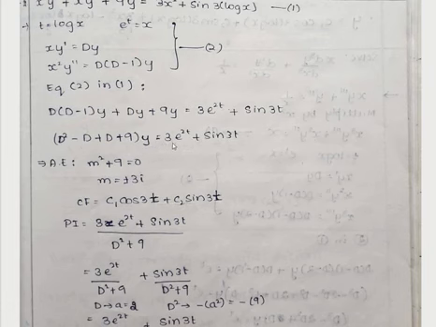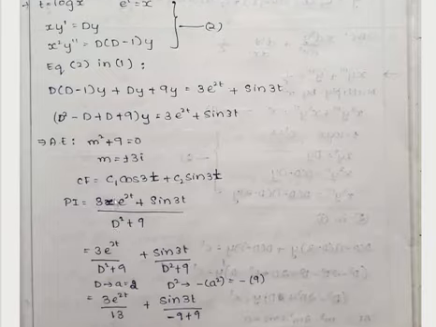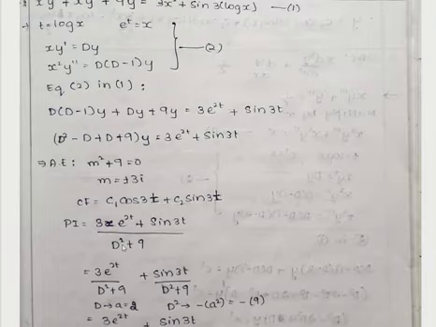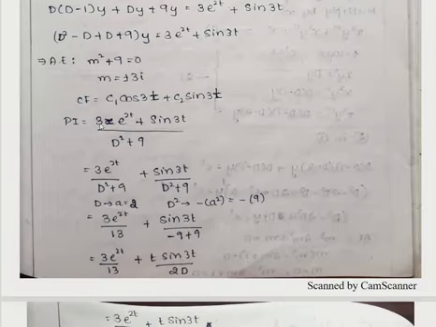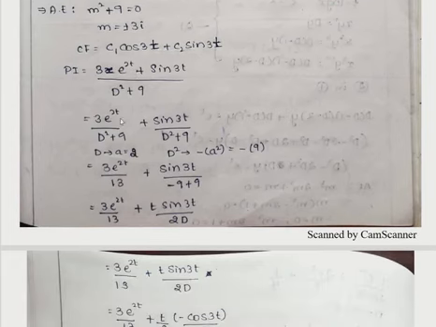Therefore, yp is equal to 3 into e power 2t plus sin 3t, the whole divided by D square plus 9. This can be written as 3 into e power 2t divided by D square plus 9, plus sin 3t divided by D square plus 9. Here this is the type 1 problem: e power ax divided by f of D. Replace D by a. a is 2. Therefore, that is equal to 3 into e power 2t divided by, here D is equal to 2, 2 square is 4, 4 plus 9 is 13.